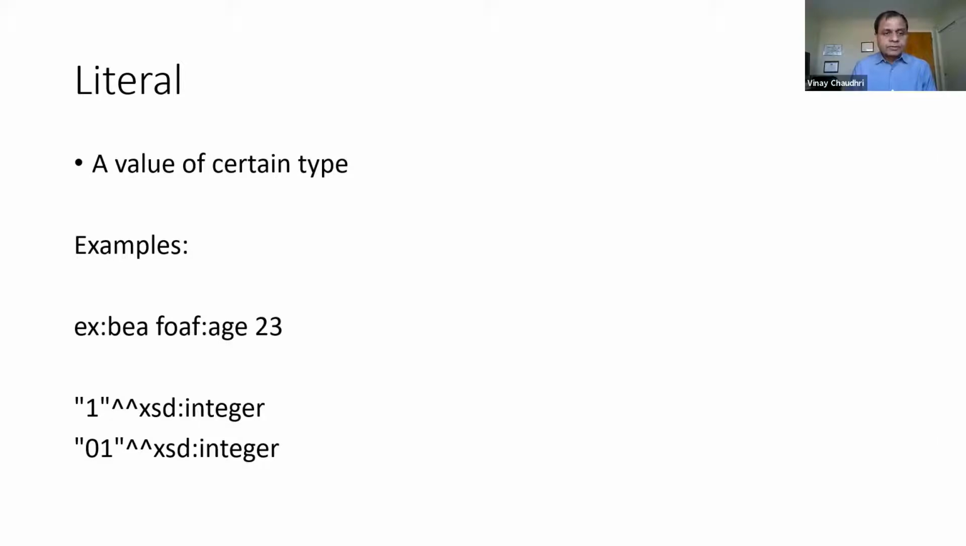Literals are values of a certain type. In the first example, shown on the screen here, we are stating that Bay, a person, has an age of 23. In general, we don't have to explicitly specify the type. In this case, it's understood that 23 is an integer, but it's also possible to make the types explicit. In the two examples below, we are making the type of the value explicit by stating that it is of type XSD:integer.